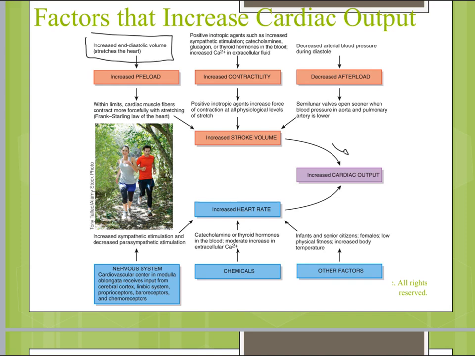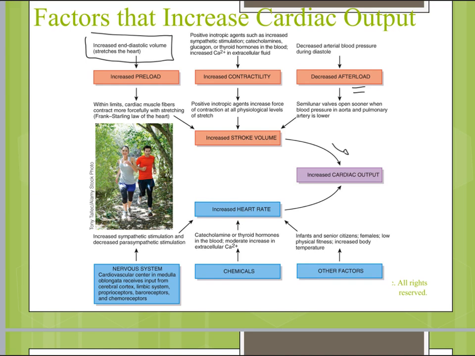Positive inotropic agents such as increased sympathetic stimulation, like our adrenaline, catecholamines, glucagon, or thyroid hormones in the blood. Here we go with increased metabolism. Increased calcium in the extracellular fluid. Increased contractility. So those positive inotropic agents increase force of contraction at all physiological levels of stretch, increase stroke volume, increase cardiac output. Decreased arterial blood pressure during diastole decreases afterload, so factors that decrease afterload: the semilunar valves open sooner when blood pressure in the aorta and pulmonary artery is lower. It ultimately increases stroke volume, increases cardiac output.